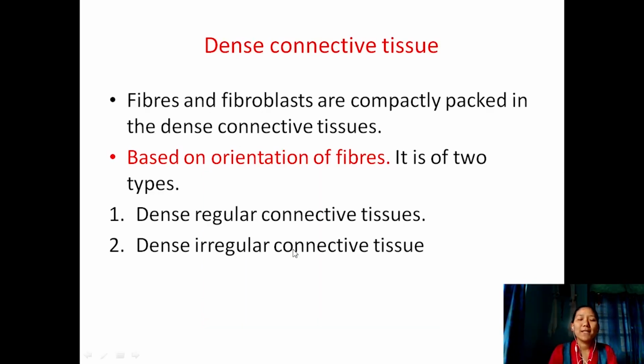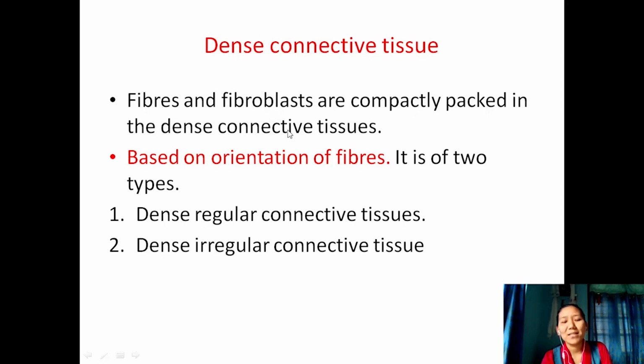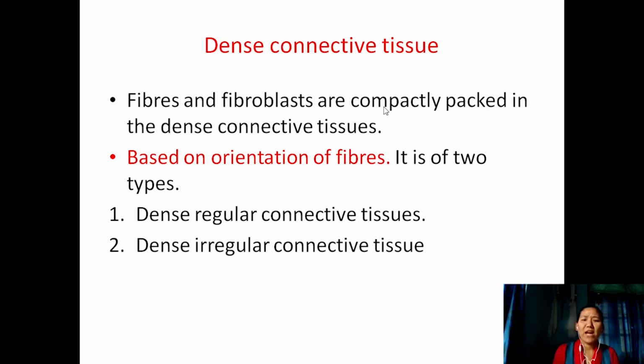Next is dense connective tissue. The first one was loose connective tissue, and now it is dense connective tissue. Here the fibers and fibroblasts, which are the cells in the connective tissue producing fiber, are compactly packed in a dense connective tissue. They are placed very close to each other. Now, based on the orientation of the fiber, we can have two types.